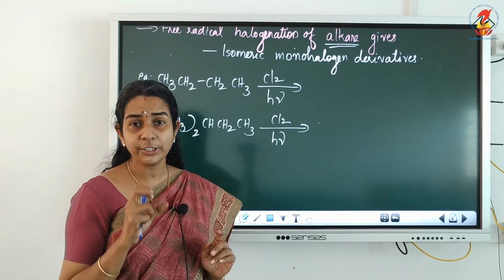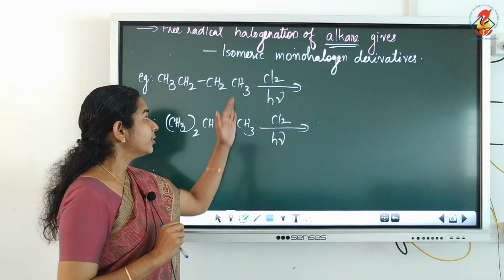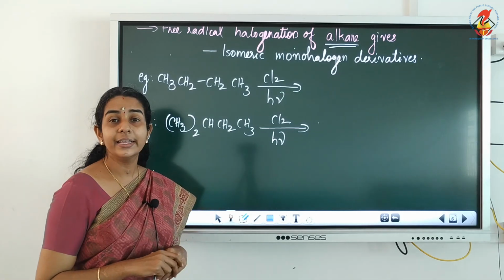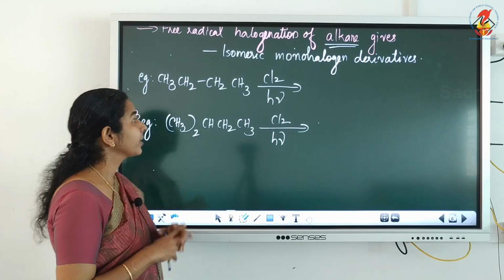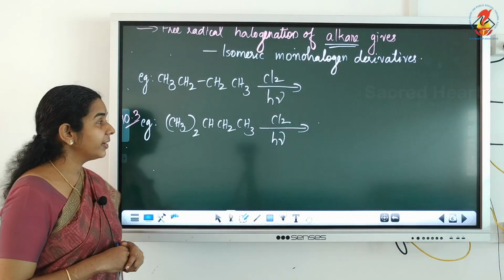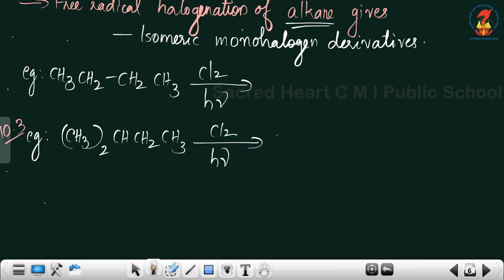Organic reactions we have to identify from the reagents written above the arrow. Since chlorine and sunlight is written here, the reaction taking place will be free radical halogenation. Now look at the reactant molecule given here. The basic reaction taking place is that any one hydrogen will be replaced by chlorine. If you look at the structure of the given molecule, we can see that there are two types of hydrogen atoms present. One is CH3 hydrogen and the other is CH2 hydrogen.